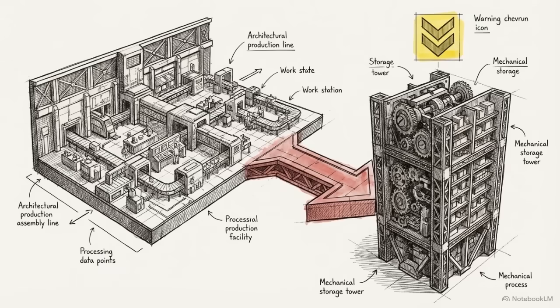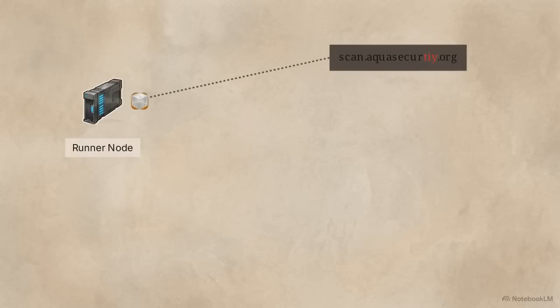The primary exfiltration route was straightforward. An HTTPS post request sent the encrypted bundle directly to the typo-squatted command and control domain. But if a corporate firewall blocked that domain, the malware used a fallback mechanism.